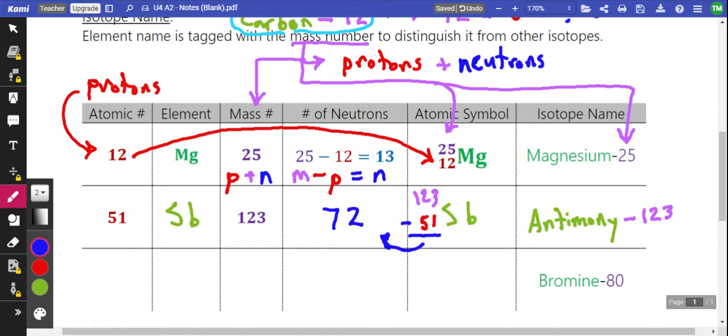Okay, let's do another example. In this case, all we know is that the element is bromine and that its mass number is 80. Some things I can write right off the bat. If this is bromine, I can go find bromine on the periodic table. There's a lot of elements that start with B. There's Ba, and there's Be, and there's just B, and there's Br. Ooh, Br is bromine.